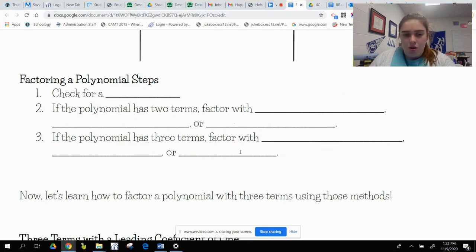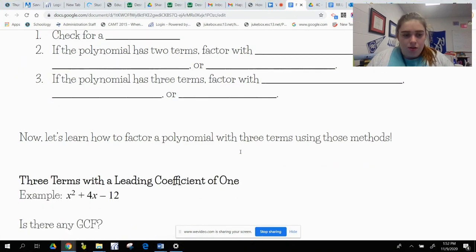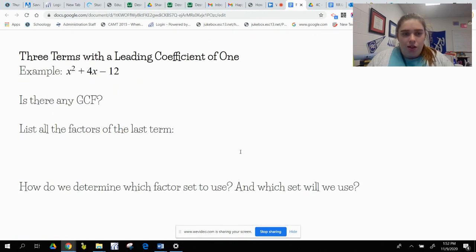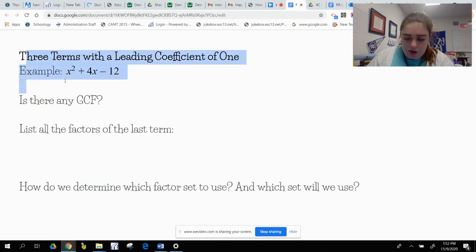All right, so let's scroll down. First, we're going to be using that first method we wrote down, which I called multiply to this and add to that. This one is specifically for a trinomial that has a leading coefficient of 1. How we can tell that is we look at that first term. So right here, that would be the x squared.